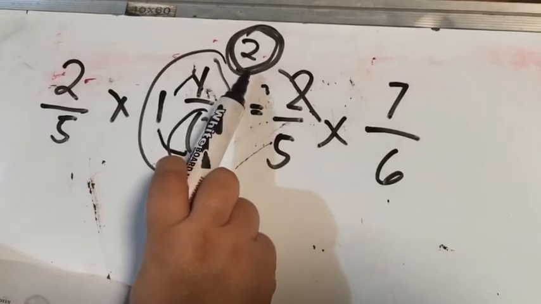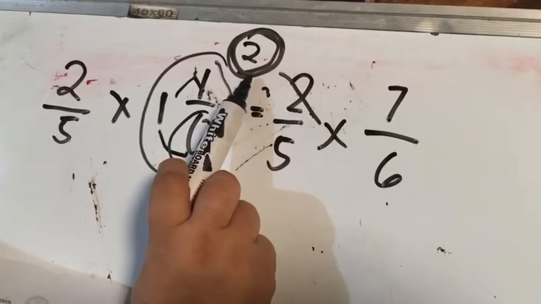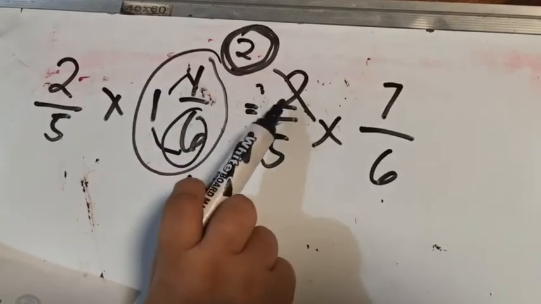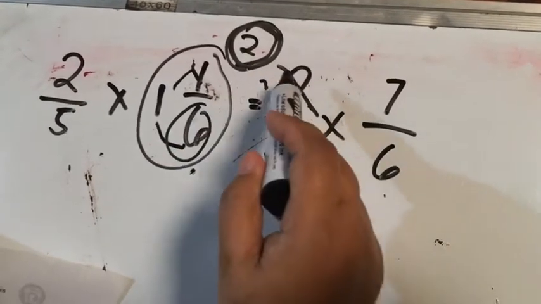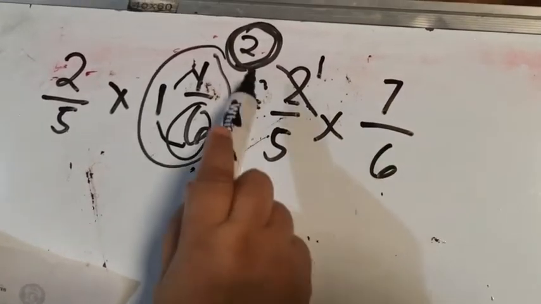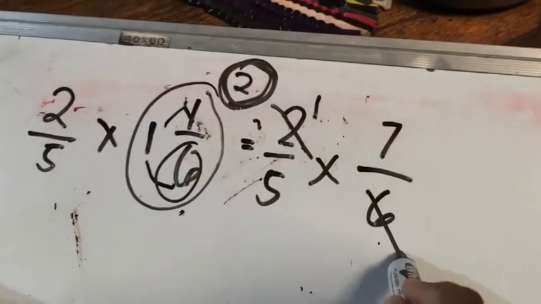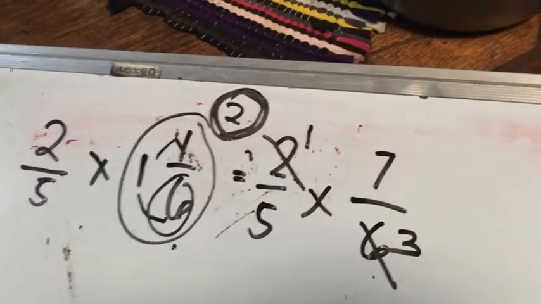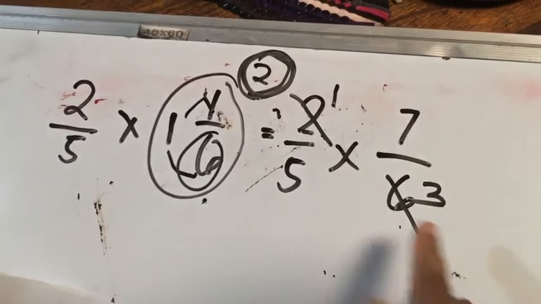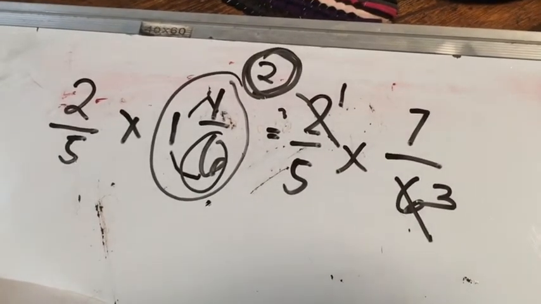Because 2 is our GCF or simplifier. Okay? So, 2 divided by 2, of course, we can cancel that. It becomes 1. And 6 divided by 2 will give you 3. So, this time, 2 becomes 1 and 6 becomes 3. Now, we can start multiplying.